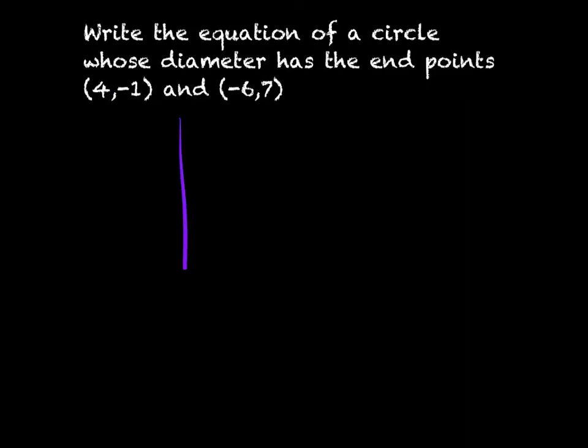So I can't do this without a sketch. I've got to think about what I have. We'll quickly sketch it out. 1, 2, 3, 4, negative 1. And negative 6, 2, 3, 4, 5, 6, 7. 1, 2, 3, 4, 5, 6, 7.